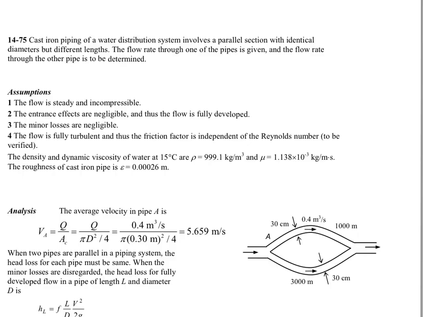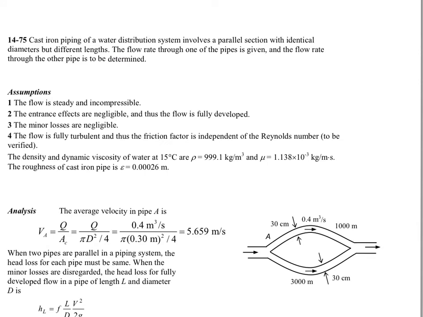In question 14-75, we are given a cast iron piping in a water distribution system, and it involves a parallel section with identical diameters but different lengths. So please note the diameters are identical, but the lengths are different. You are only given the flow rate through one of the pipes, and you have to determine the flow rate through the other pipe. You have to do a calculation.